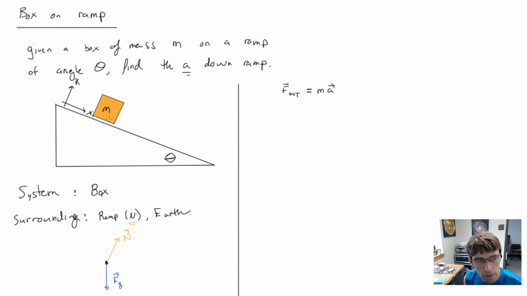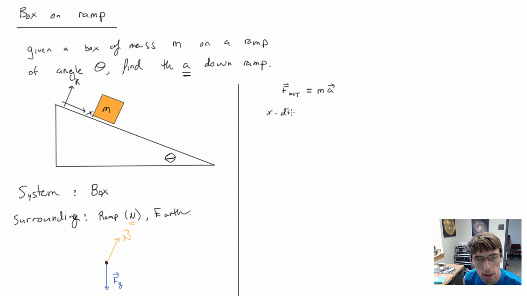So I have x as being down the ramp, and I have y as being perpendicular to the ramp. We're interested in finding the acceleration down the ramp, the acceleration in the x direction. That's another reason why it's nice to choose this set of axes: the acceleration will only be in the x direction. So let's go ahead and specify that.